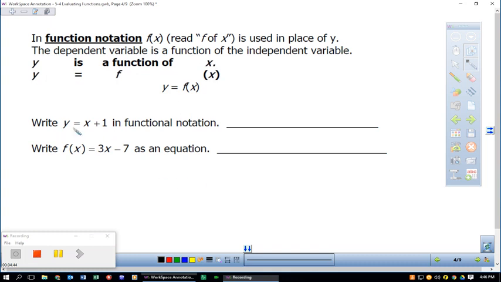So to write this in function notation, we simply replace y with f of x. f of x equals x plus 1. So you replace your y with f of x. Similarly, to write f of x equals 3x minus 7 as an equation, replace our f of x with y.